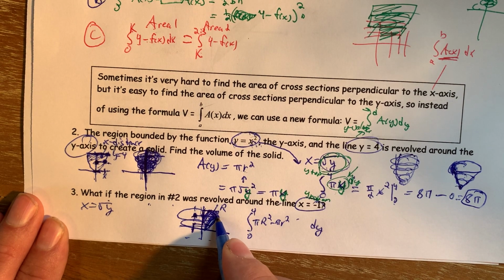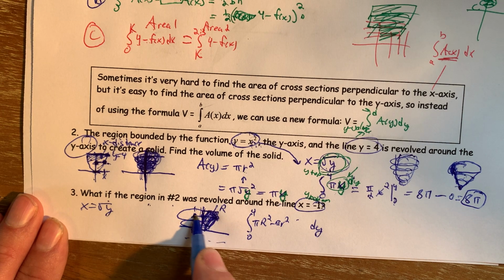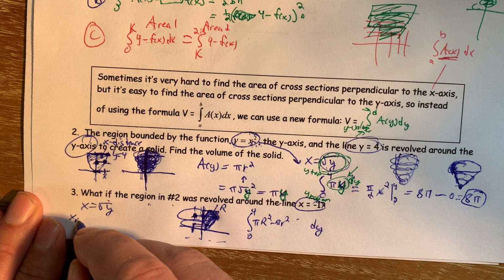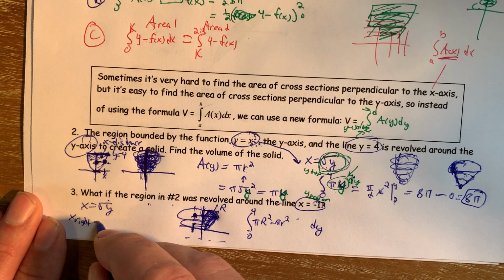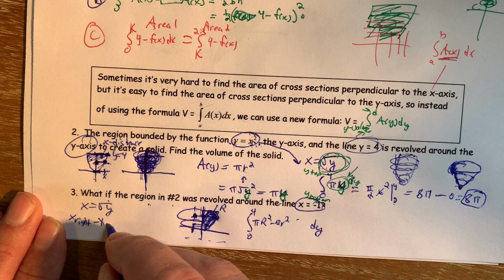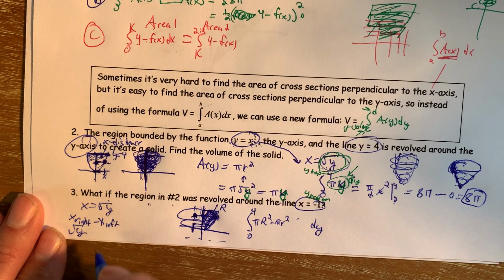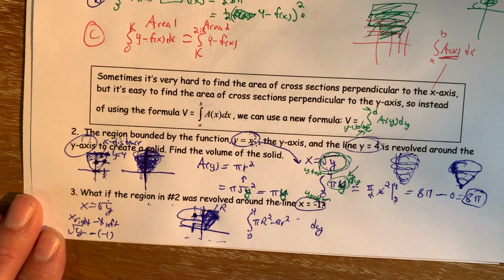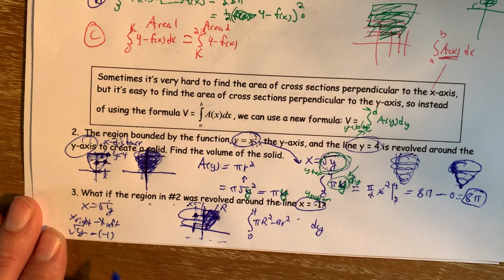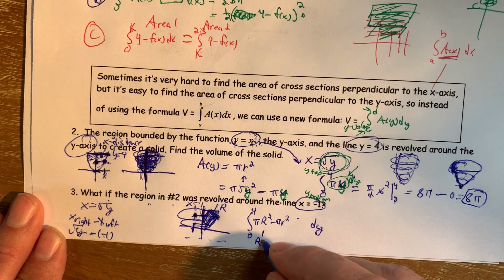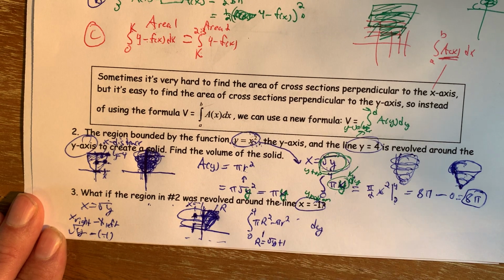And so to find the difference between these, we need to do the x on the right minus the x on the left. So instead of going top minus bottom, it's x on the right minus x on the left. And so the x on the right is square root of y, and the x on the left is -1. All right, this is x equals -1. So square root of y minus -1, big R is square root of y plus 1.